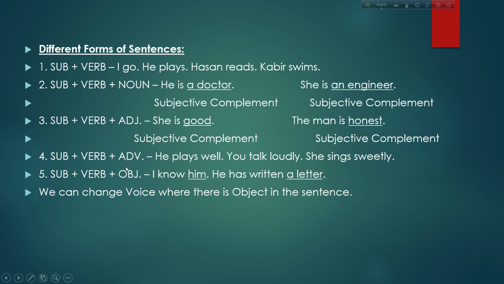Fourth one, subject plus verb plus adverb. He plays well. Well is an adverb. You talk loudly. Loudly is an adverb. She sings sweetly. Sweetly is an adverb.